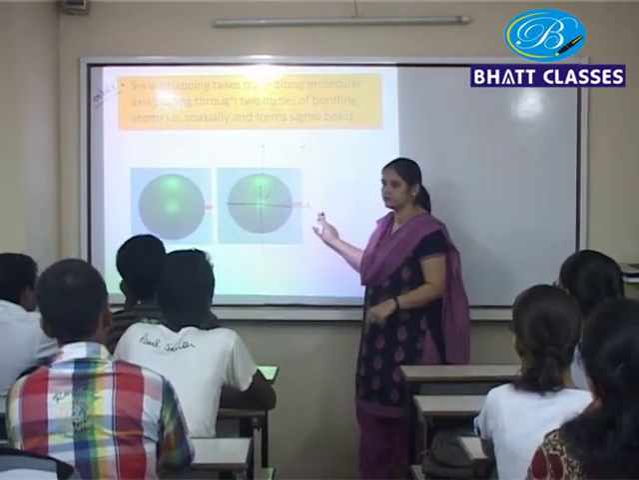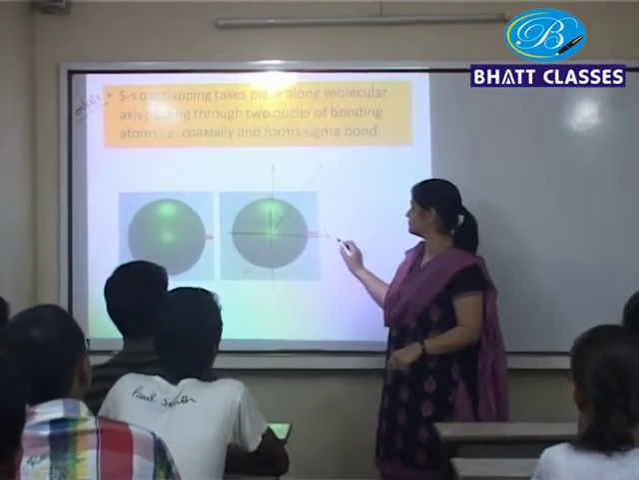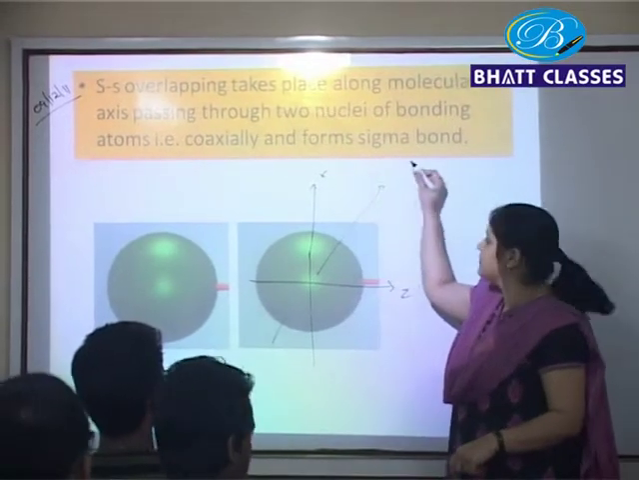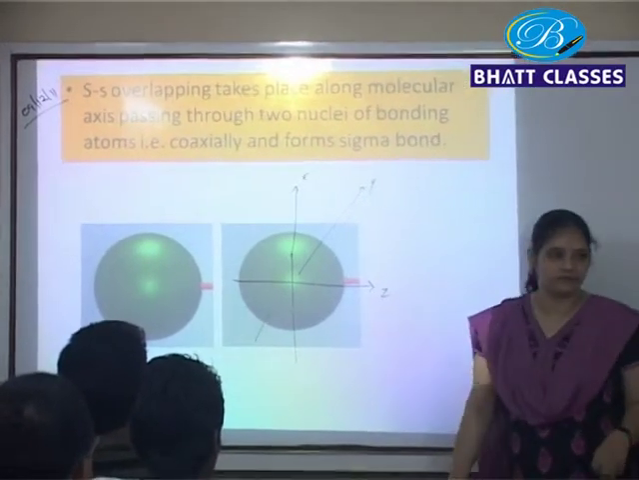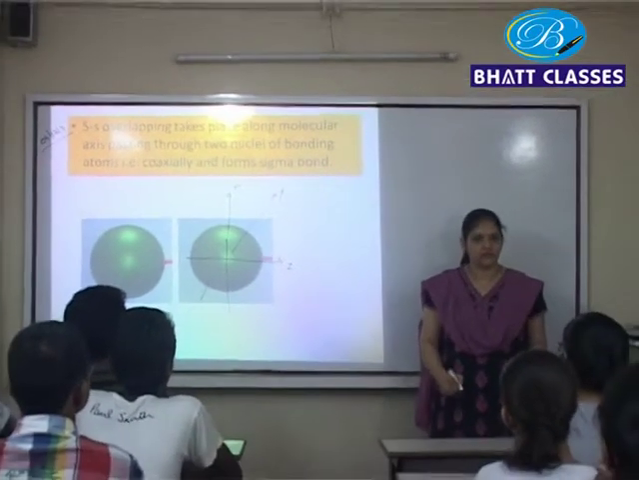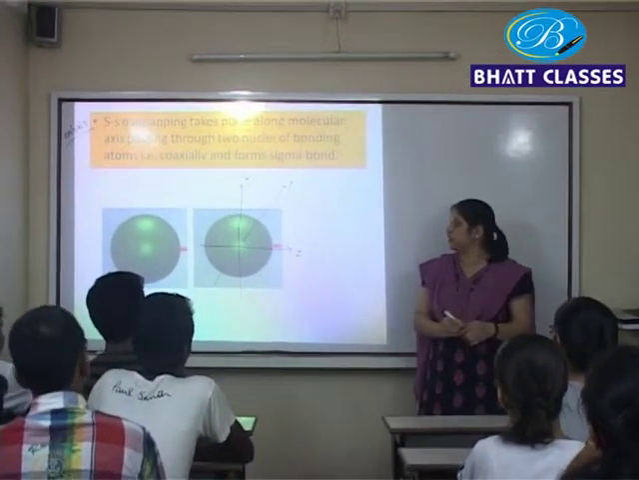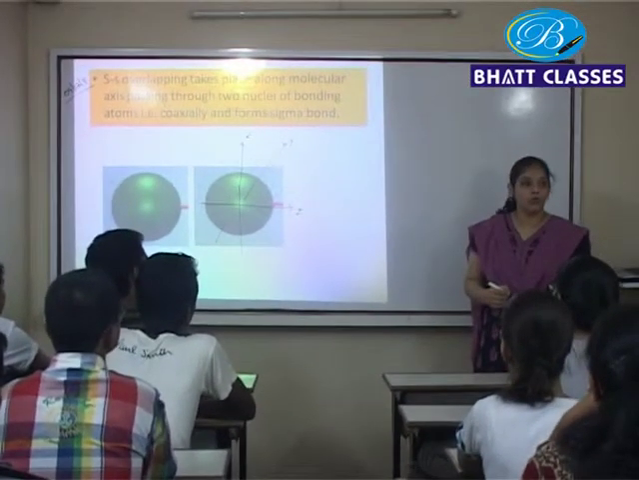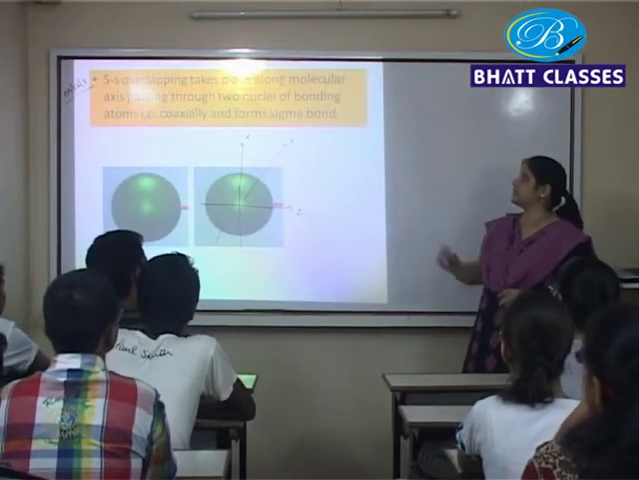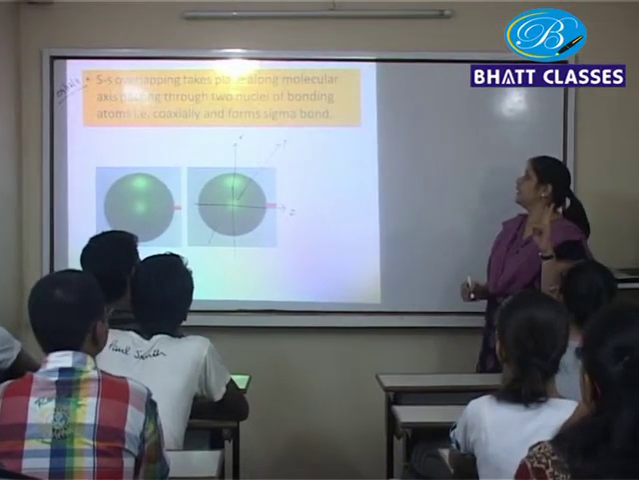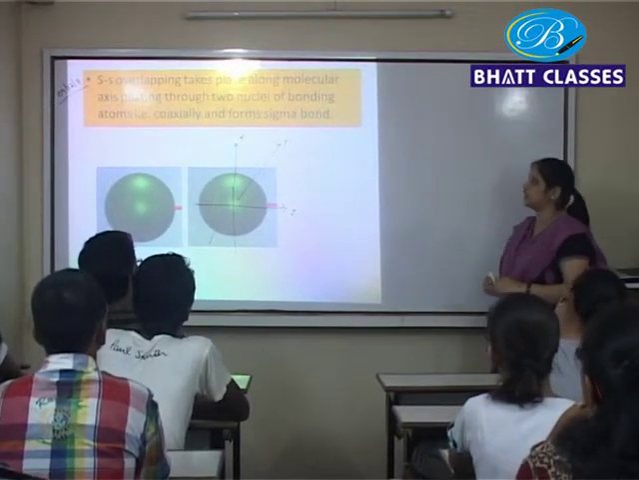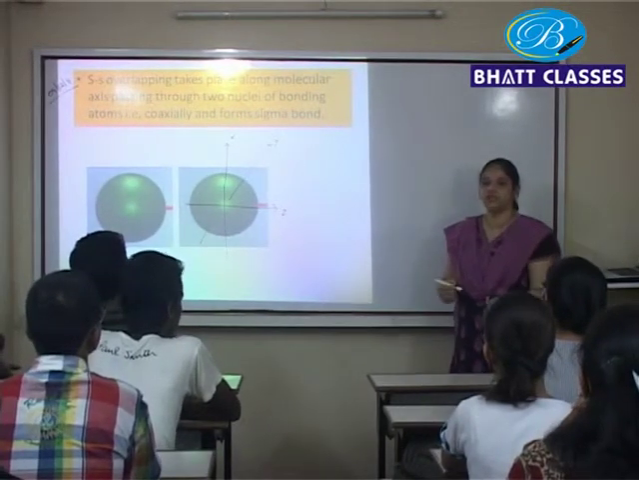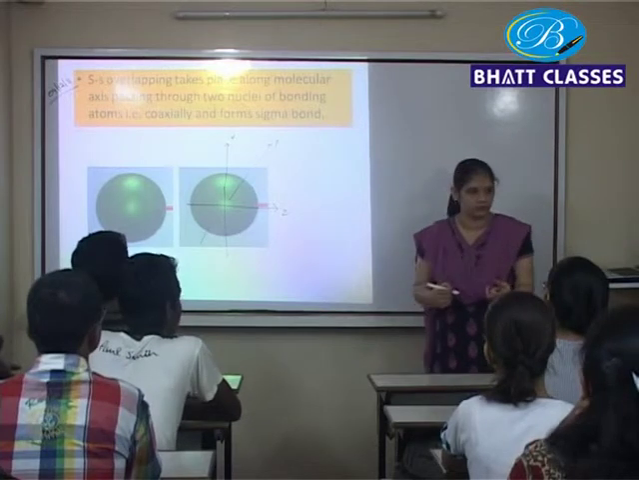This is which axis? X-axis. Z. This is spherically symmetrical. S overlapping takes place along the molecular axis, passing through the two nuclei of the bonding atoms coaxially, and forms a sigma bond. We can take the example of the formation of the H2 molecule.